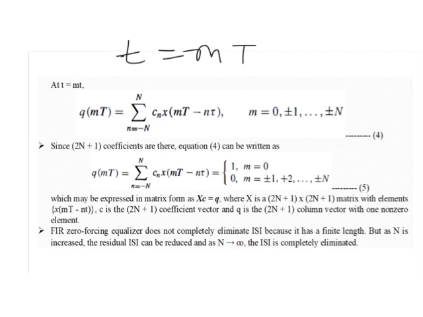This FIR zero forcing equalizer will not completely eliminate the ISI because we are considering it to have a finite length, that is L. But as N is increased, the residual ISI can be reduced, and as N tends to infinity, the ISI is completely eliminated. As the length is finite, the ISI cannot be eliminated properly, but as N tends to infinity, the ISI is completely eliminated.